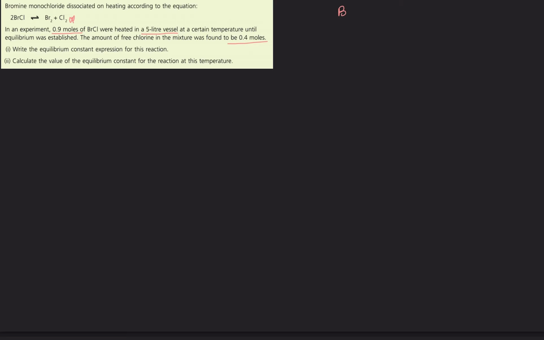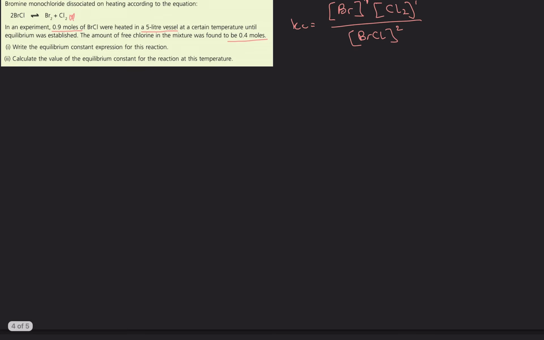So what you write down for that is such. And that's your expression done. The first two are to the power of 1, because there's a 1 in front of them in the reaction. And then the bromine chloride is to the power of 2. So that's the answer to the very first one.